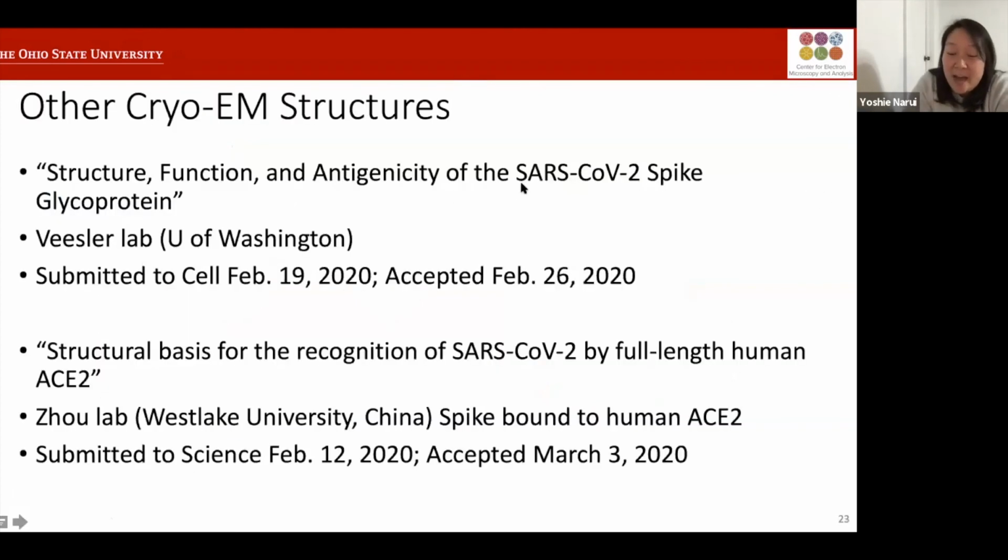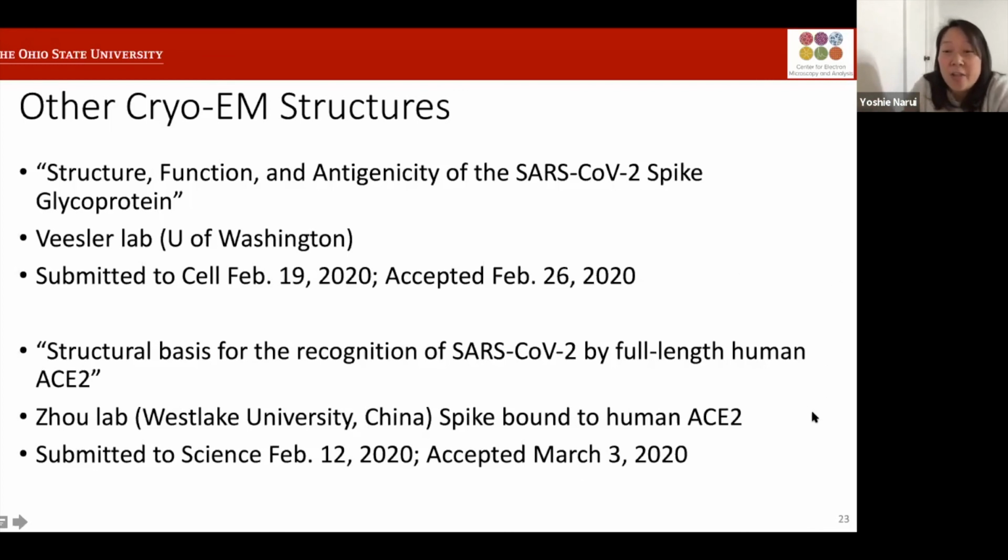So they were not the only ones that were interested in the spike protein. There were two other groups that were very, very close in solving the structure. So the Veesler lab from the University of Washington also solved the spike structure. This was submitted to Cell in February, also February 19th. And then another group from Westlake University in China actually solved the structure of the spike bound to a portion of the ACE2 receptor. So that was submitted on February 12th.